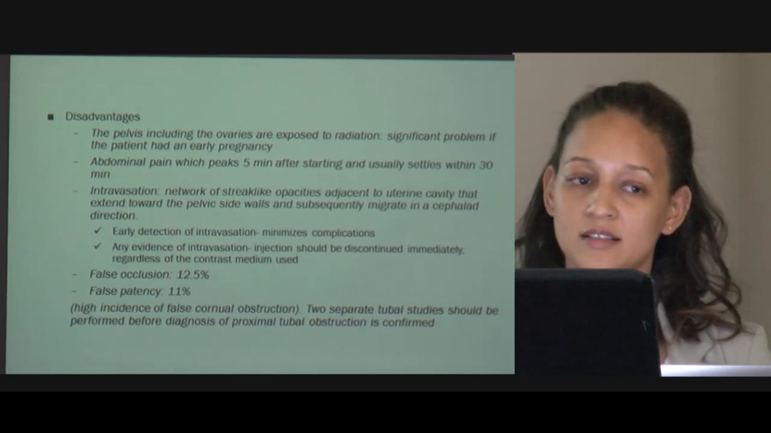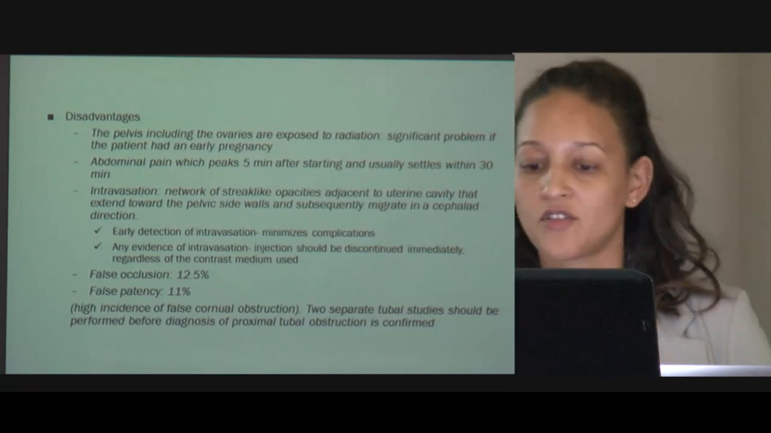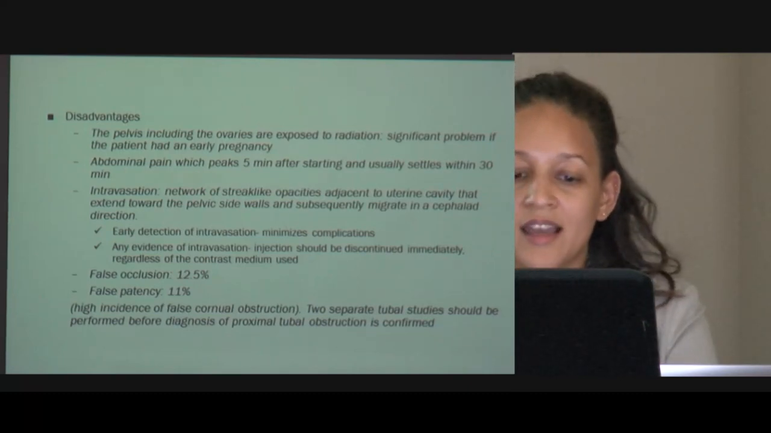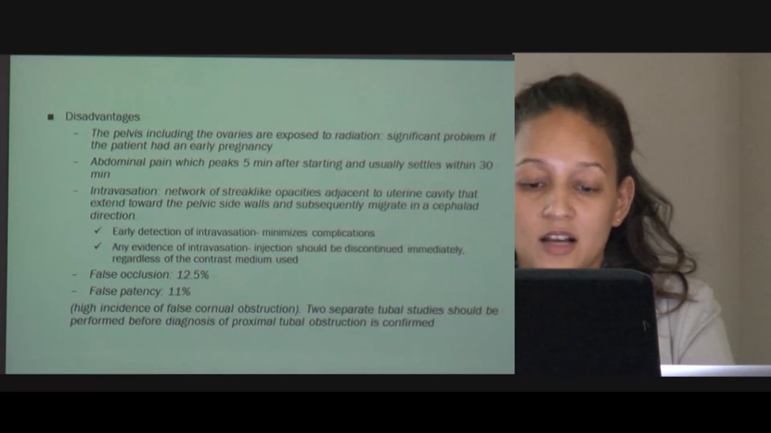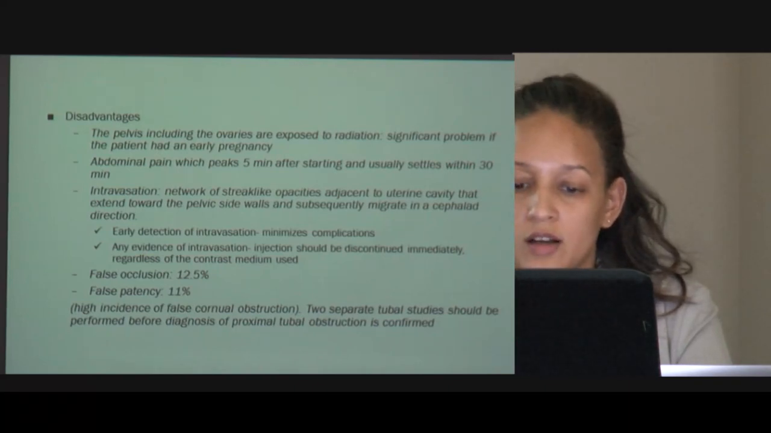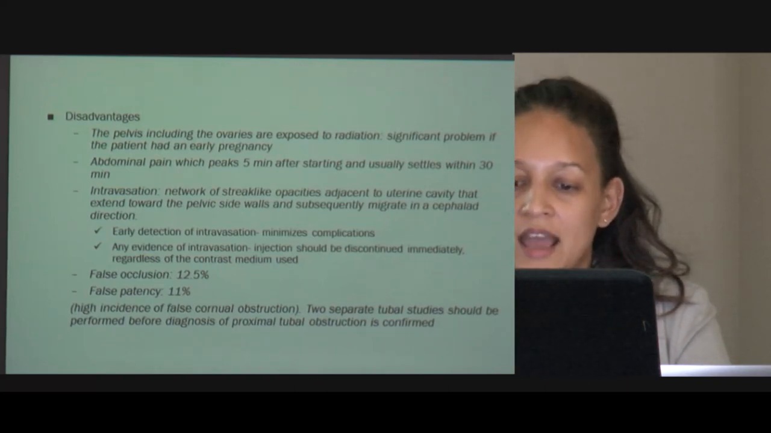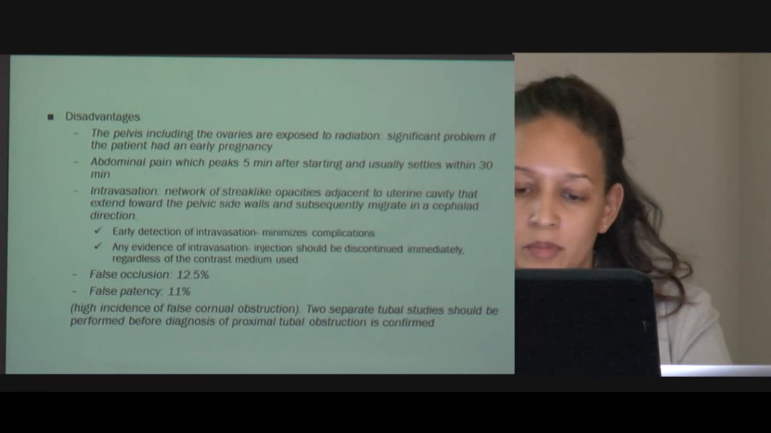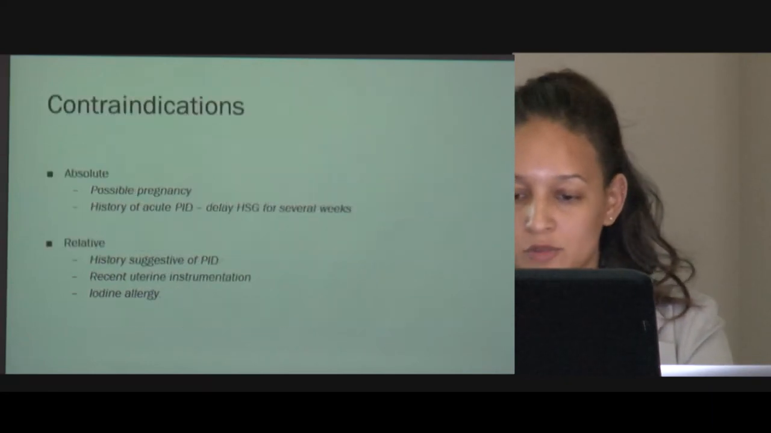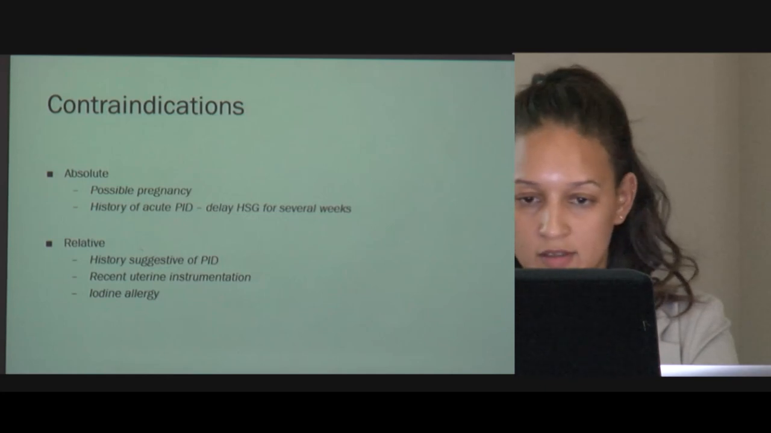False occlusion occurs in 12.5%, and there's false patency as well. There's a high incidence of false cornual obstruction, and 2 separate tubal studies should be performed before the diagnosis of proximal tubal obstruction is confirmed.